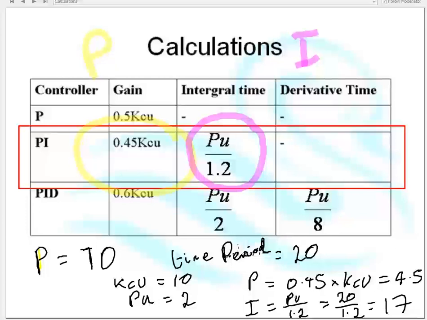So they're the three methods of tuning. Trial and error, open loop bump, which is the one we should use in the field, and sustained oscillation.